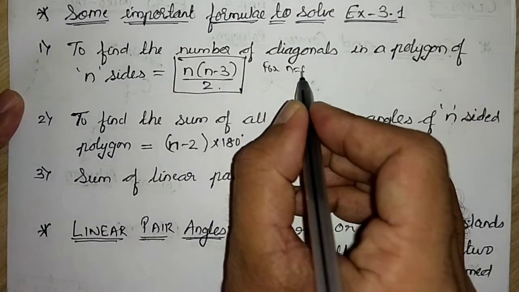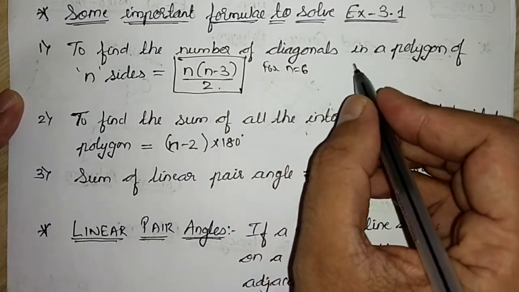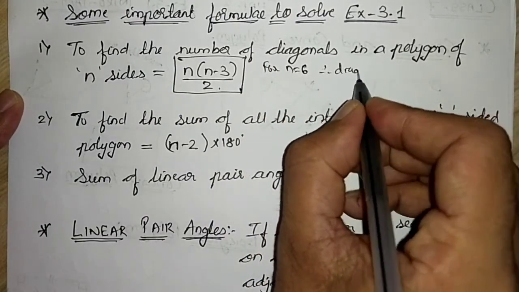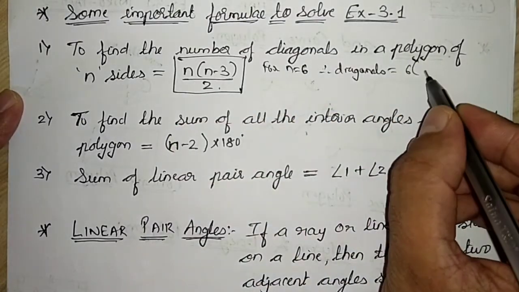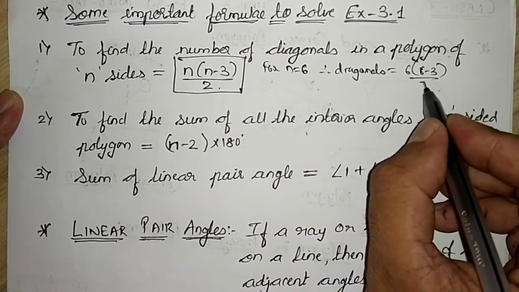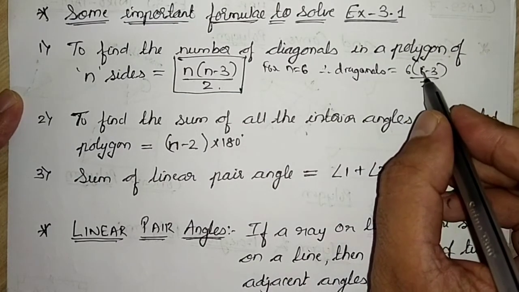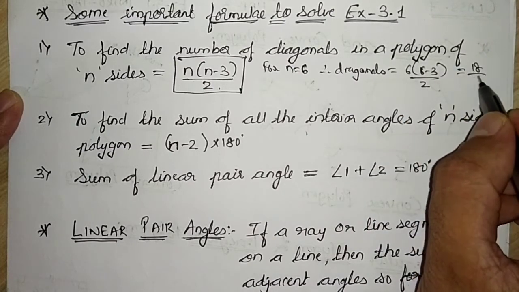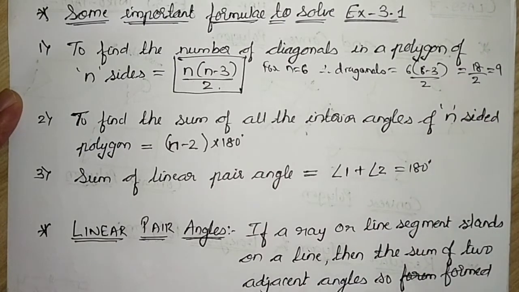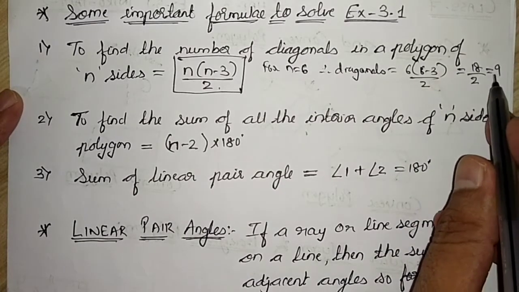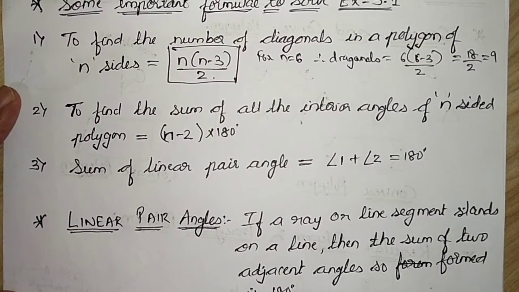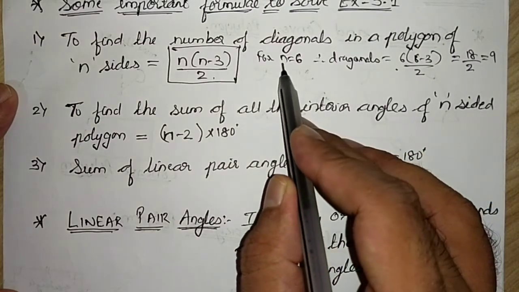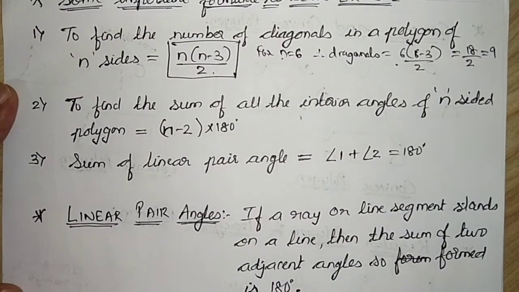Let's say n is equal to 6. Therefore, what will be the diagonals? Put in this formula, 6 multiplied by 6 minus 3 divided by 2. 6 minus 3 is 3 and 3 sixes will be 18 divided by 2. So hexagon will have 9 diagonals. So if the sum is coming, find the diagonals of the polygon having 3 sides, 5 sides, 7 sides. You can just put the value of n and find the number of diagonals.